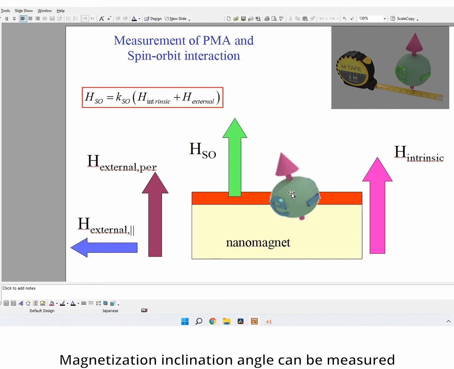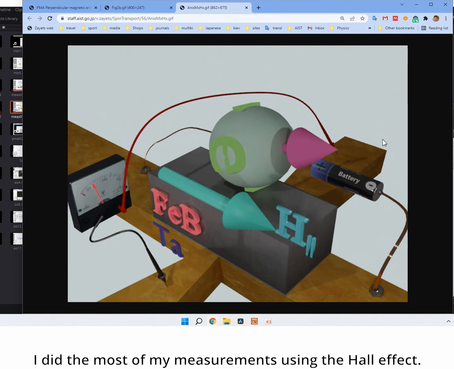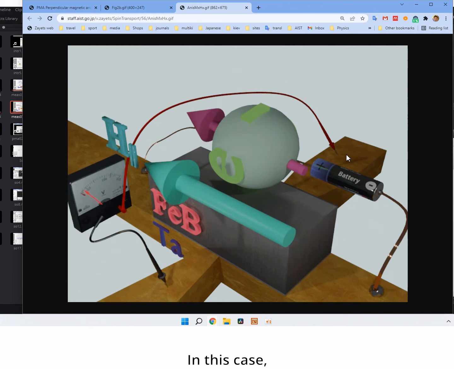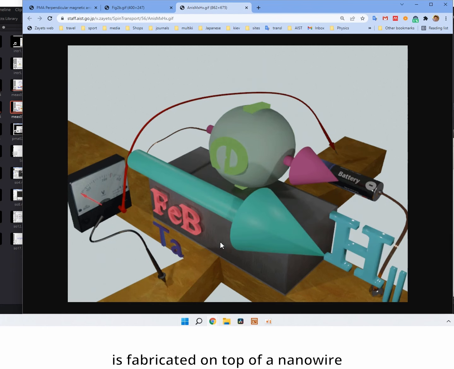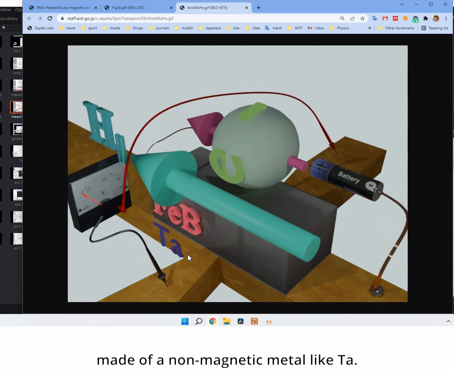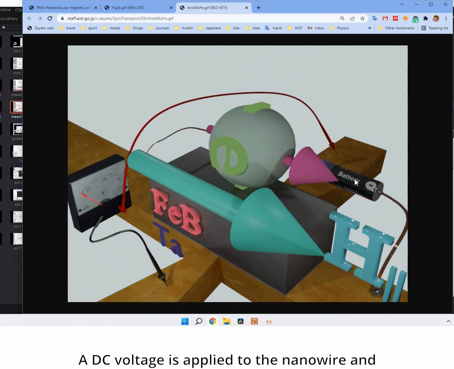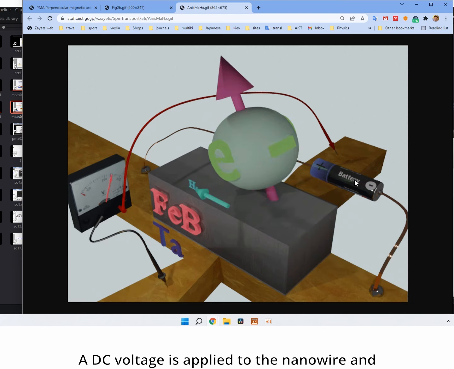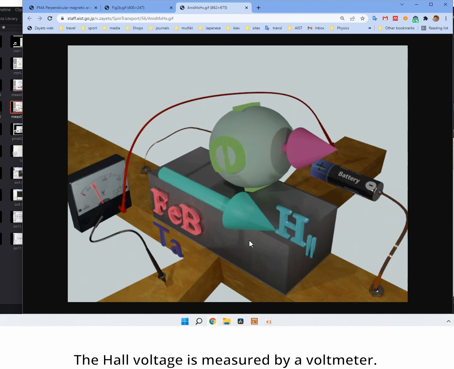Magnetization inclination angle can be measured by several different methods, for example, from magnetoresistance of a magnetic tunnel junction. I did most of my measurements using the Hall effect. In this case, a nanomagnet made of a magnetic metal like iron boron is fabricated on top of a nanowire made of non-magnetic metal like tantalum. A DC voltage is applied to the nanowire and DC electrical current flows through the nanowire. The Hall voltage is measured by a voltmeter.